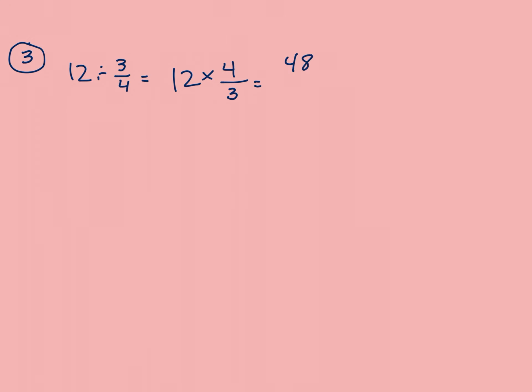12 times 4 is 48. Then there's an invisible 1 underneath the whole number, and 1 times 3 is 3. We saw in problem 1 that 48 divided by 3 is 16. So our answer should be 16 gallons. But remember, we still need to make a diagram.